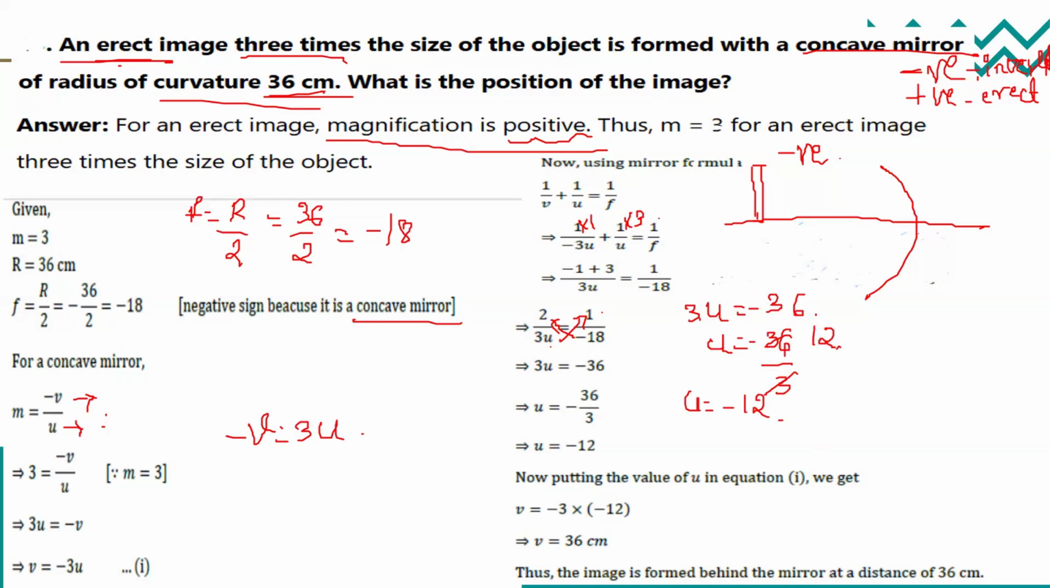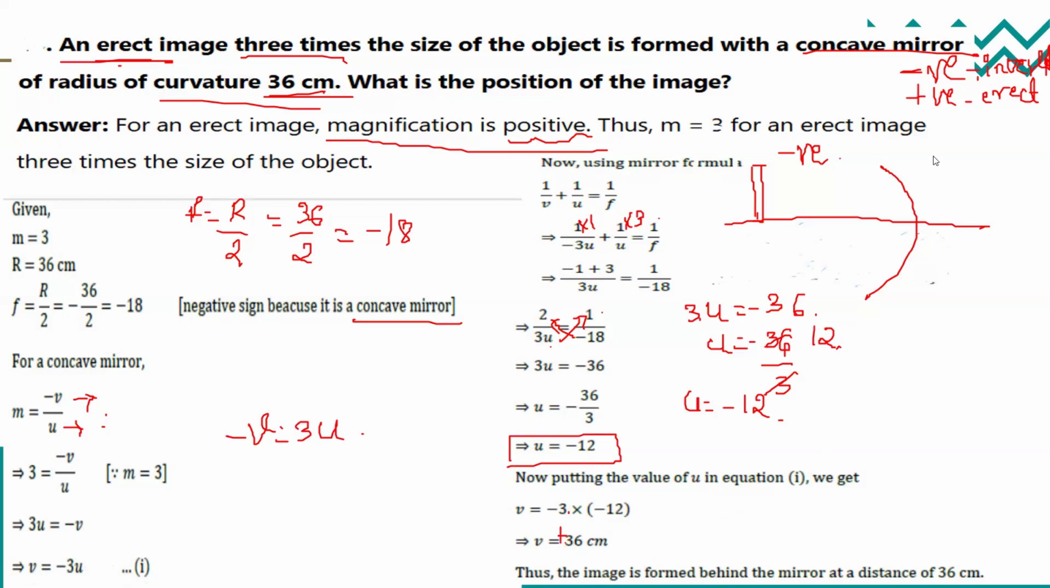Now putting the value of U in equation number 1. V is equal to minus 3U, right? Minus 3 into the U value, which is minus 12. So V is equal to 3 into 12, which is 36. Minus into minus is plus. Thus, the image is formed behind the mirror at a distance of 36 centimeter. Now it is positive. So positive means a virtual image you will get, and it is behind the mirror, right?